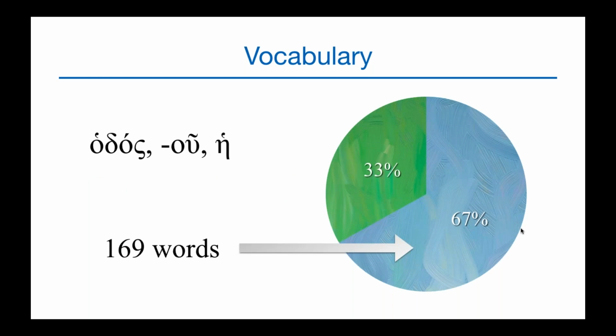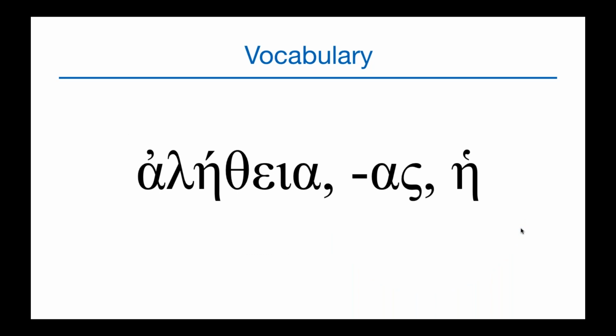Okay, so after we do this vocabulary, we'll have 169 words, unless I copied this thing at the wrong spot, which, as you can see here, is 2/3 of the Greek New Testament vocabulary. That's quite a bit. All right, so aletheia.